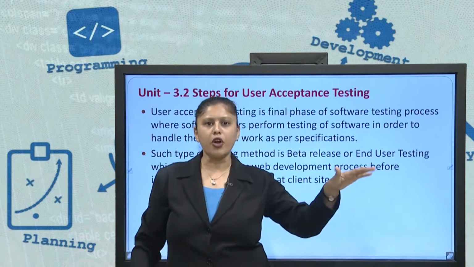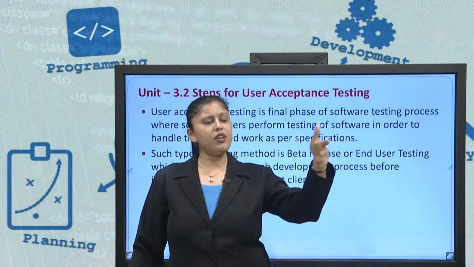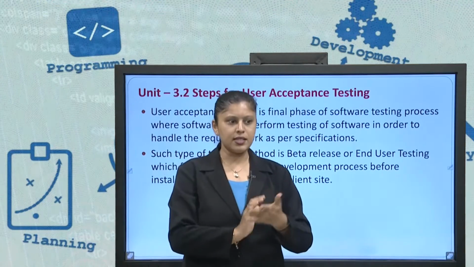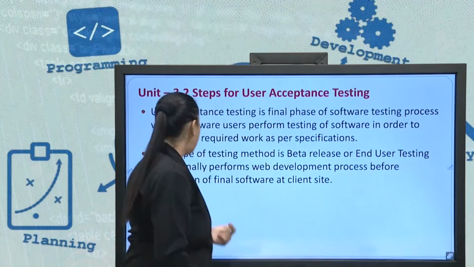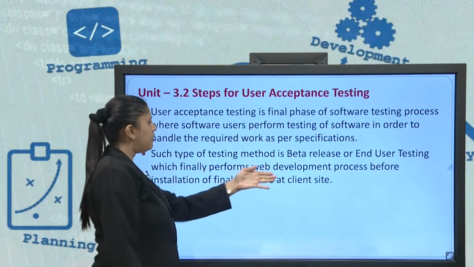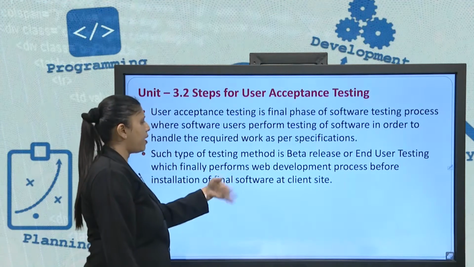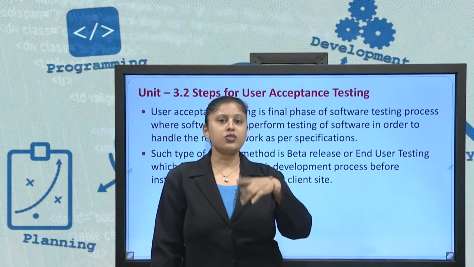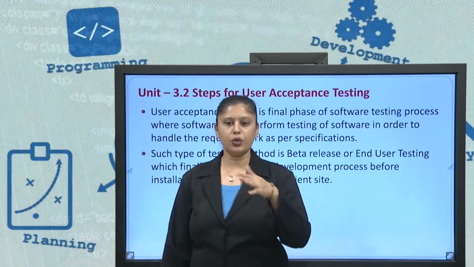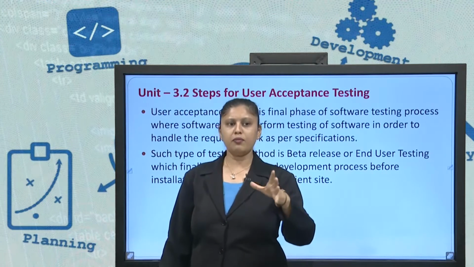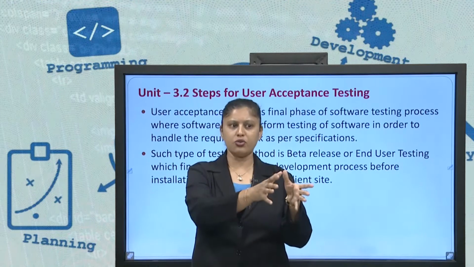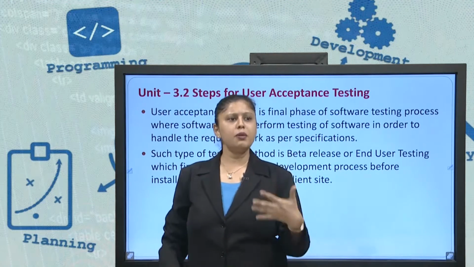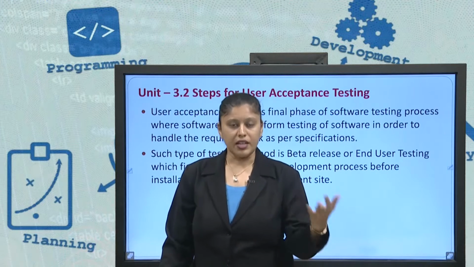My end user who is going to use my product will be testing on it. So this user acceptance testing is a kind of beta testing or end user testing, which is performed in the web development process before installation of the final software at the client side. At the final stage before installation at the client side, I have to give my product to my customer or my end users who are going to use it, or maybe a group of people outside the organization who will be testing on this.